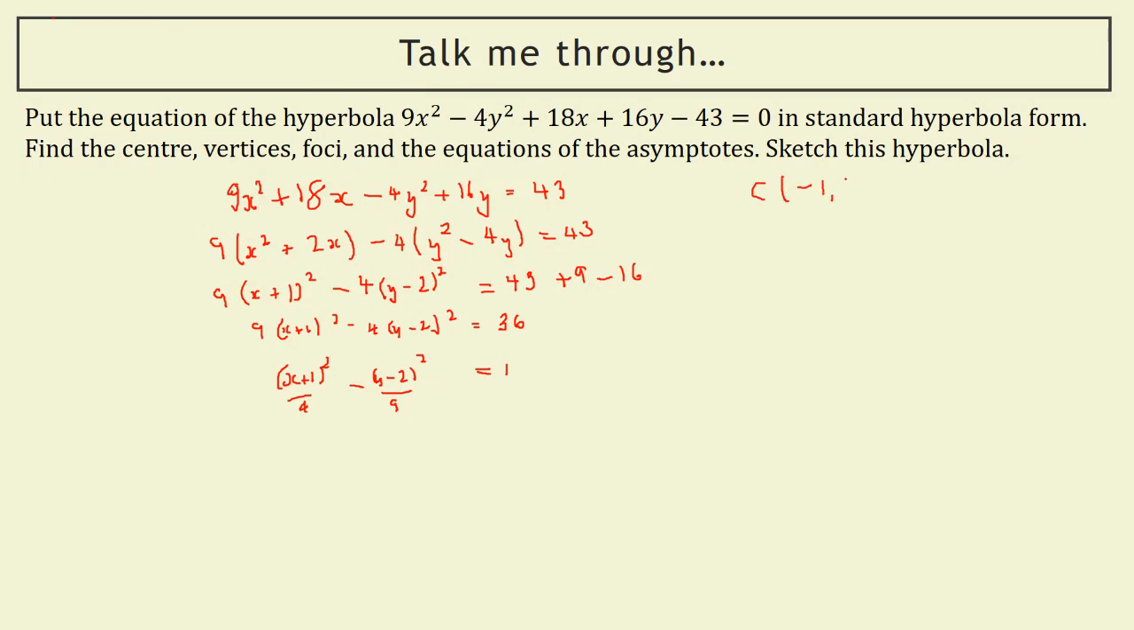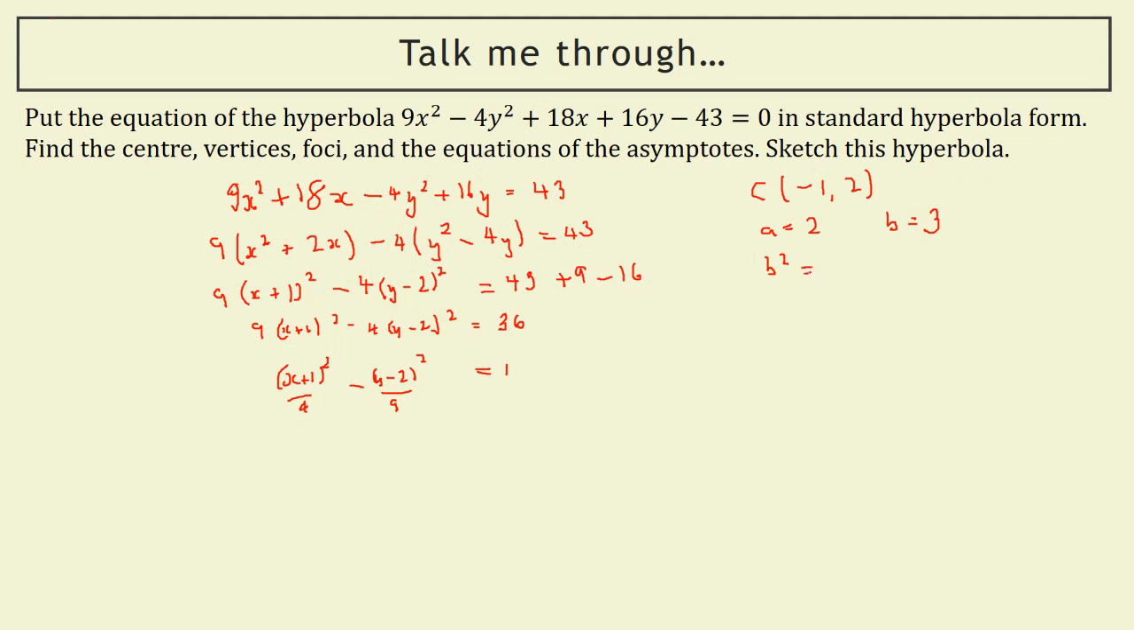Minus 1, 2, because we've offset in those positions for x and y. Right, the vertices, I would probably write down A and B before I do anything else. A is 2, B is 3, yeah? Okay, I can work out C. Let's do that while we're here.